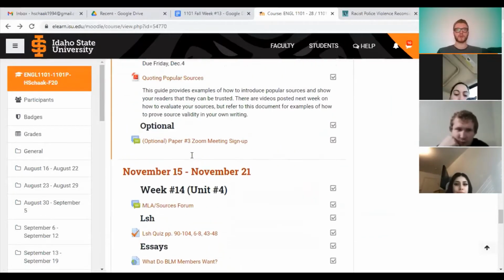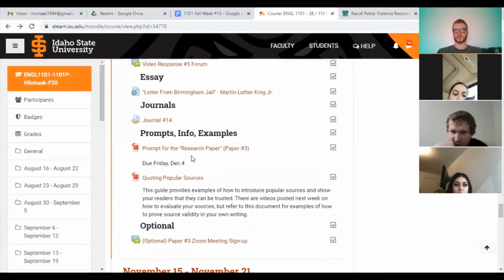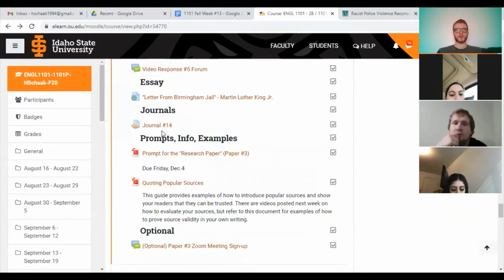This week, all you're doing is reading Letter from Birmingham Jail, which is an amazing argument. I think everyone should read it. And then you're going to do a journal and answer prompts on what the letter's doing. How is it an argument? How is it a successful argument? That's pretty much all this week.